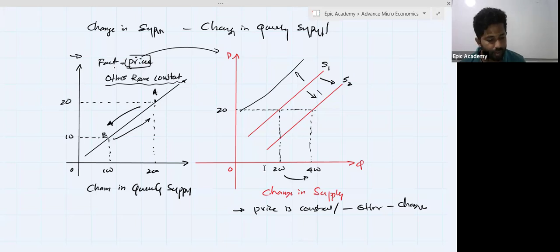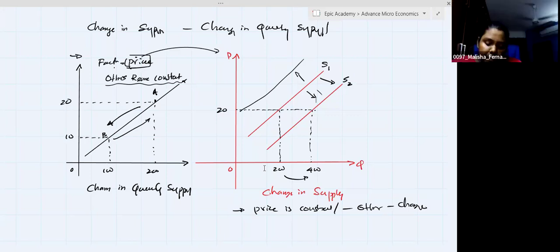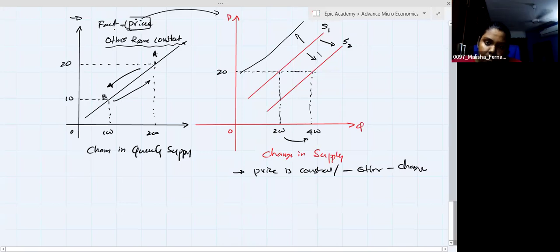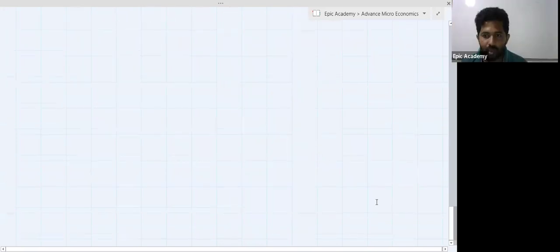Now we can identify the elasticity of supply. I will increase the speed, because we already discussed the elasticity of demand. There is not much difference between those two. That is why I'm going to increase the speed. I'm not going to discuss one by one; each and everything we'll discuss in the same situation. This is the meaning of elasticity of supply.